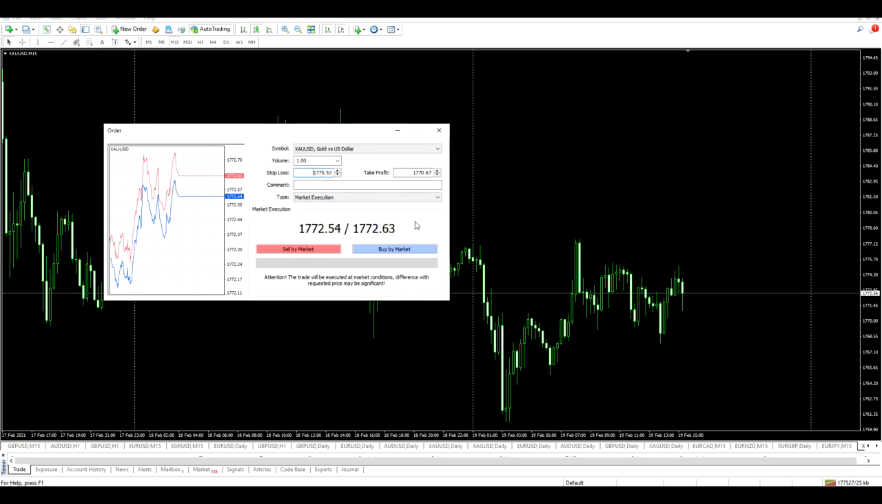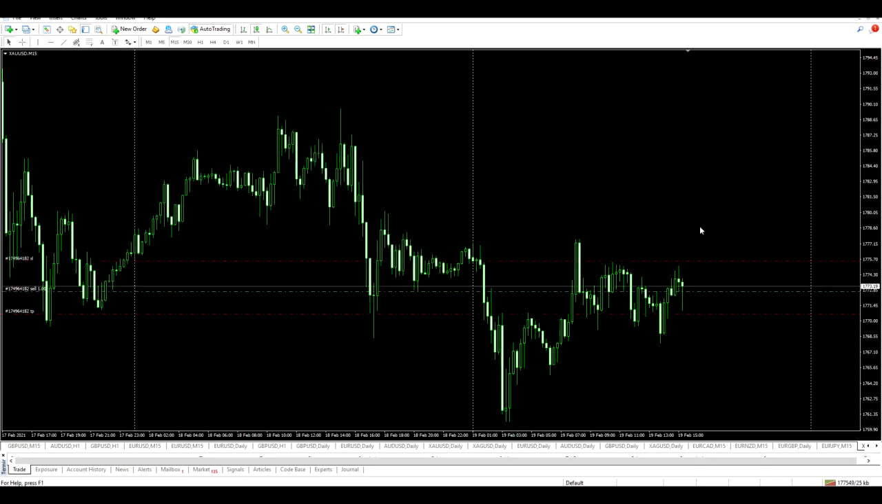Because I'm right at the point of suggested entry, close to it, I'm just going to do a market execution order, and so I'm in the trade, and my stop loss is up here, my take profit target's here, and that's where I entered. So I'll keep an eye on this and come back and show you more in just a moment.